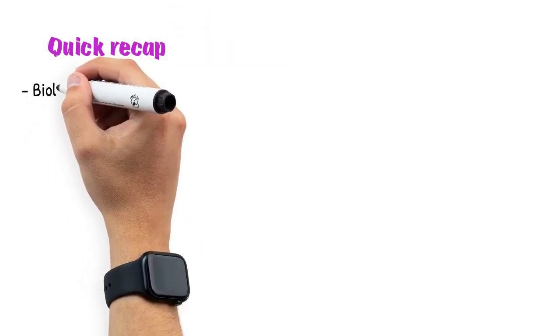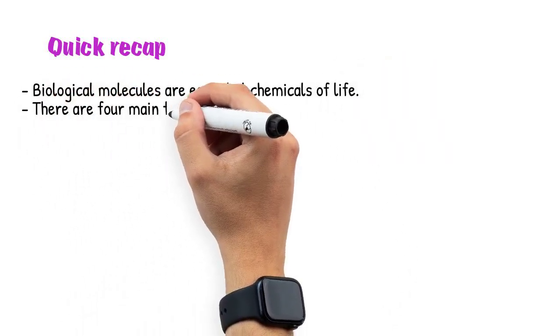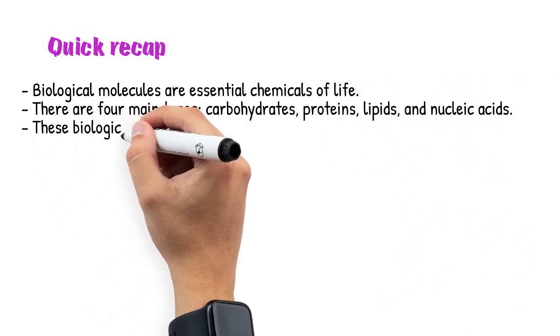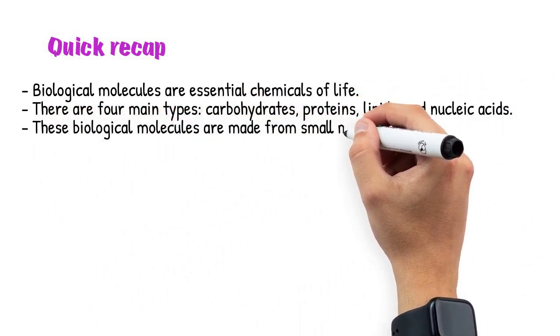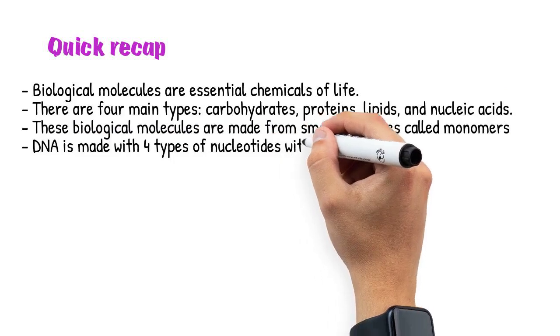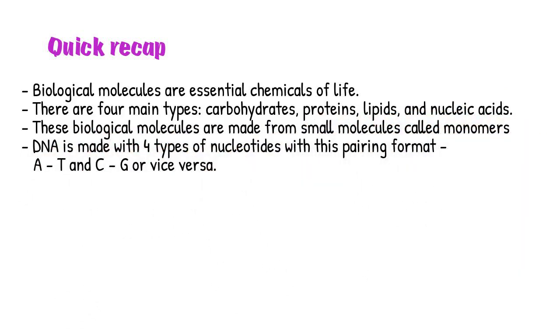So there you have it, biological molecules. Let's do a quick recap. Biological molecules are essential chemicals of life. There are 4 main types: carbohydrates, proteins, lipids, and nucleic acids. These biological molecules are made from small molecules called monomers. DNA is made with 4 types of nucleotides with this pairing format: A to T and C to G, or vice versa.